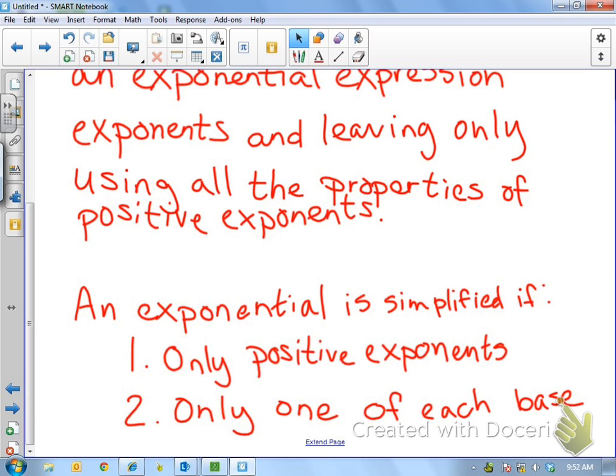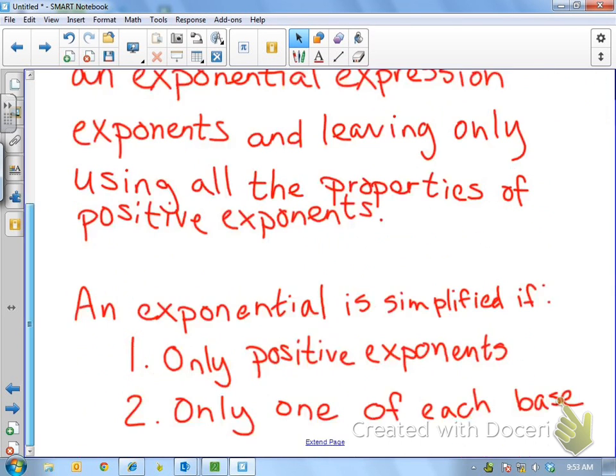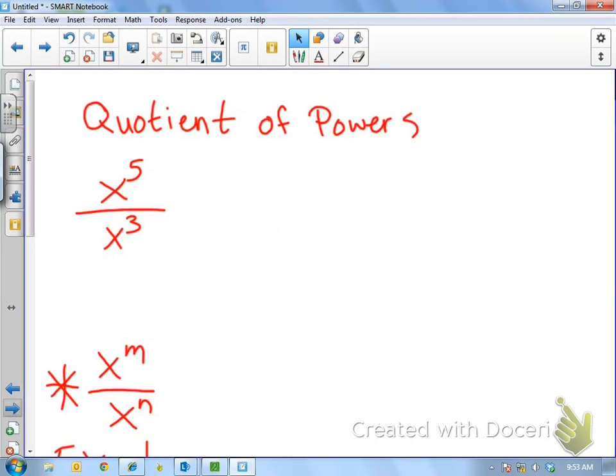So again, our goal: simplify an exponential expression. We know an exponential expression is simplified if only positive exponents are left and only one of each base is left. So our first rule today is the quotient of powers rule. Basically, we're asking, what do we do if we divide two exponential expressions?